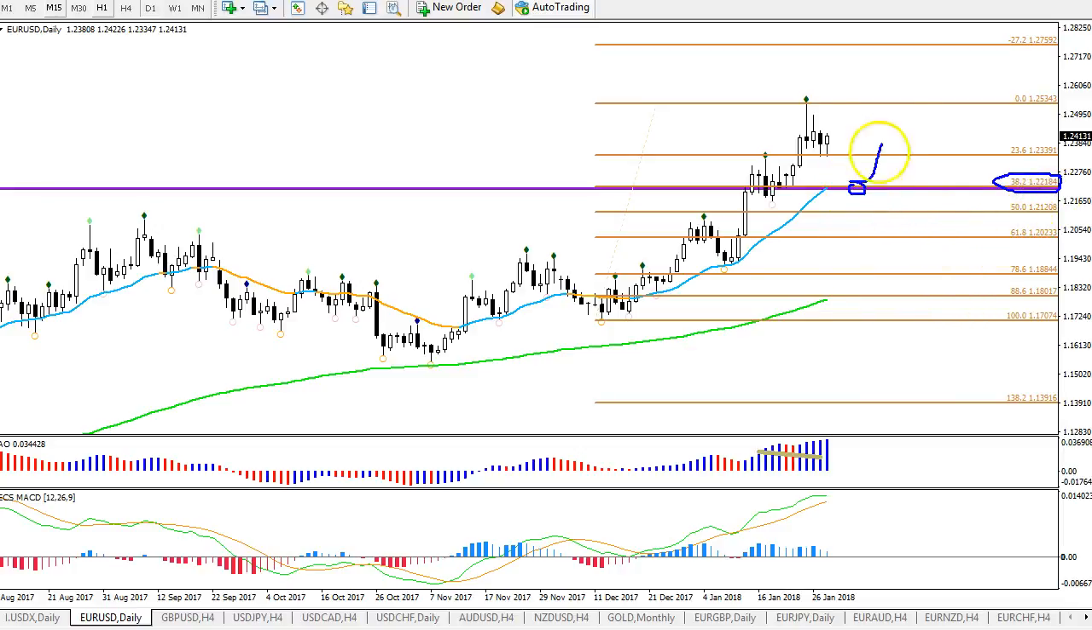So if it bounces there, as you can see, the minus 272 target is at 127.50, which is a quarter level as well, and typically acts as resistance and support, these round and quarter levels and whole levels. But will it get that far?